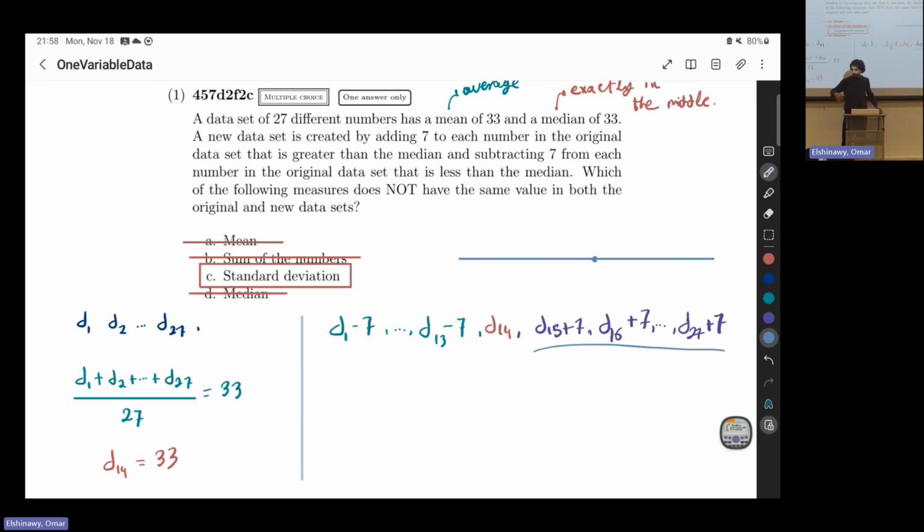Mathematically, there's a way to precisely compute this deviation from the mean, but here it is clear that the new numbers that we have are dispersed more than the original set of numbers. So I hope that's a good introduction to what the standard deviation is.